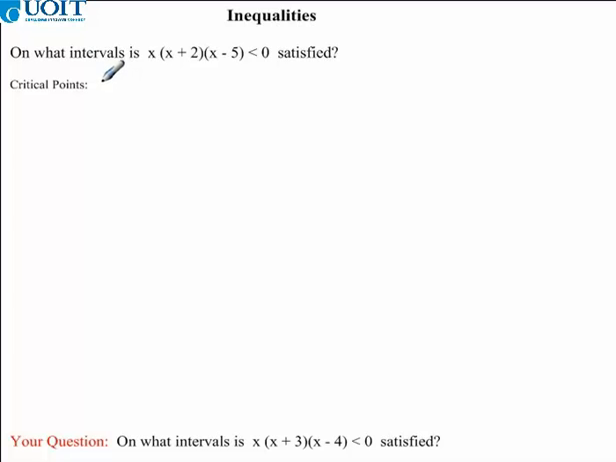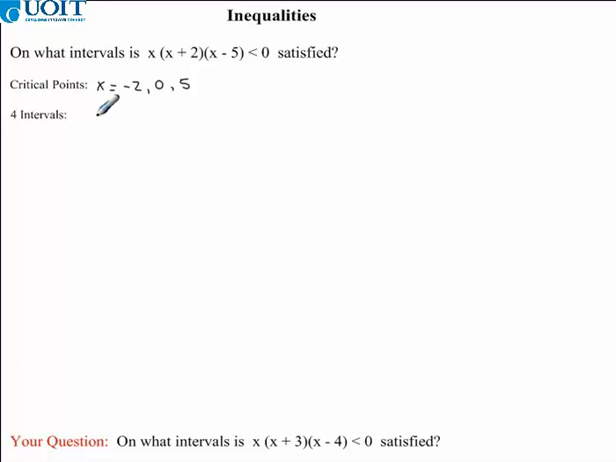So our critical points occur when x is equal to negative 2, 0, or positive 5. Now we need these critical points to find our intervals. Because we have three critical points, we're actually going to have 4 intervals. As we solve the question, it will become evident as to why we need to have these intervals.